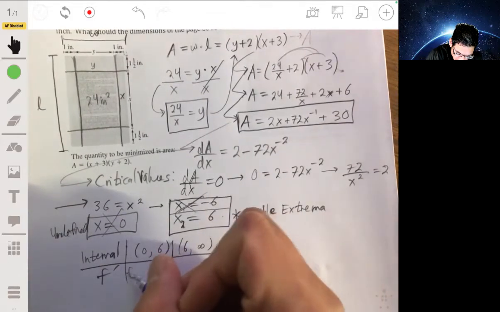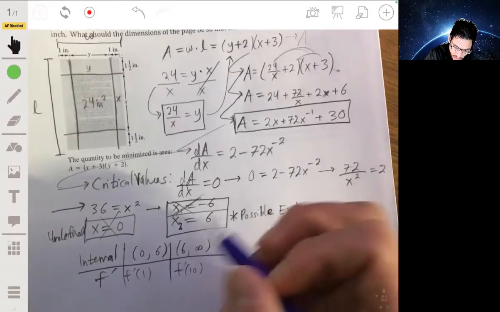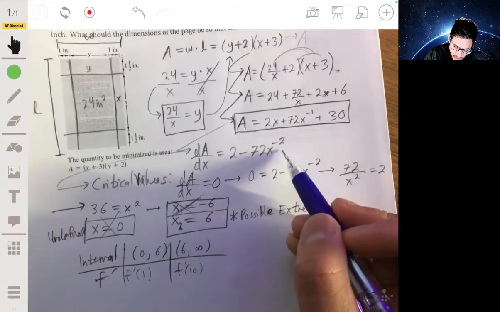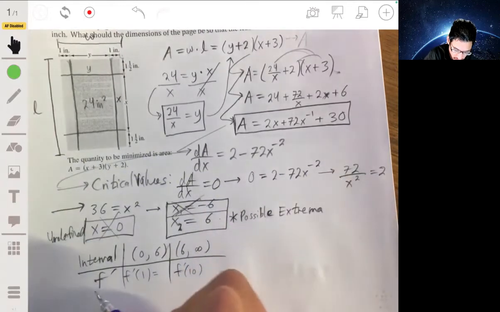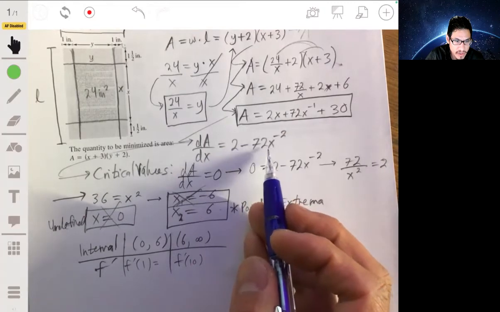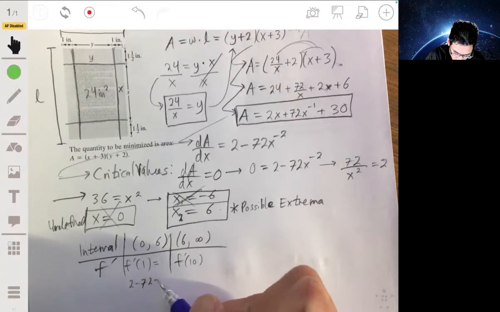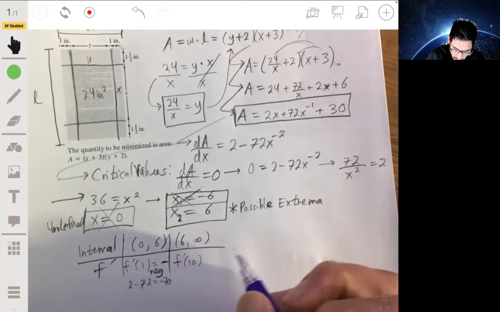Now, as long as the first derivative is negative before and positive after, then we're good. So let's just check f prime of 1, and let's say f prime of 10 just to make our numbers easier to work with. So f prime of 1, we just plug 1 into this equation. That would give us 2 minus 72 over 1, so 2 minus 72, and that would be negative 70. So this is a negative value.